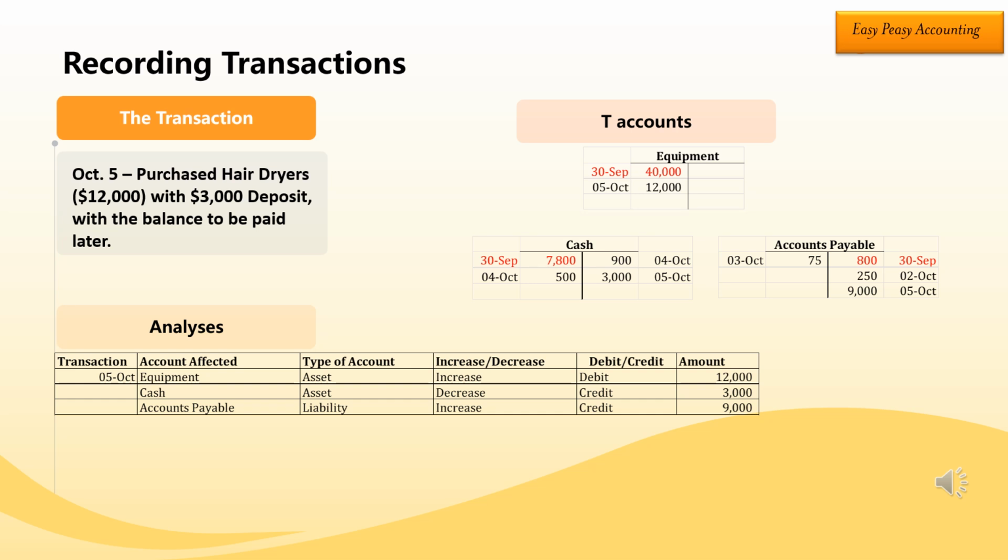As you can see, they're T accounts. Equipment increased, $12,000, recorded on the left side, the debit side of the T account, because assets are debit. Asset increase on the debit side and decrease on the credit side. Cash decreased $3,000, recorded on the right side, the credit side of the T account, because assets are debit. Asset increase on the debit side and decrease on the credit side. Accounts payable increased $9,000, recorded on the right side, the credit side of the T account.